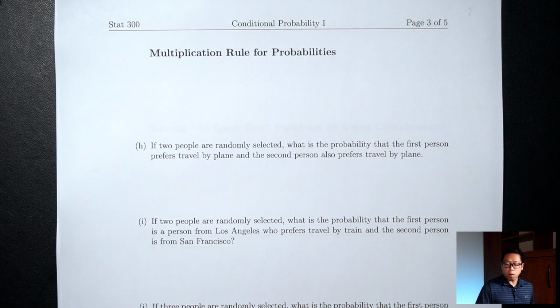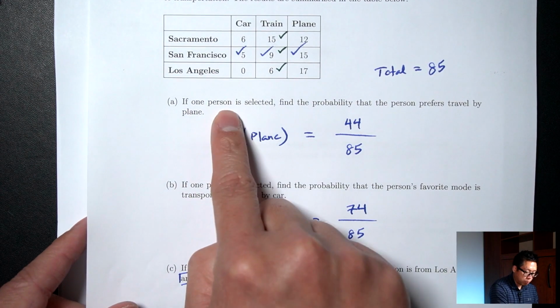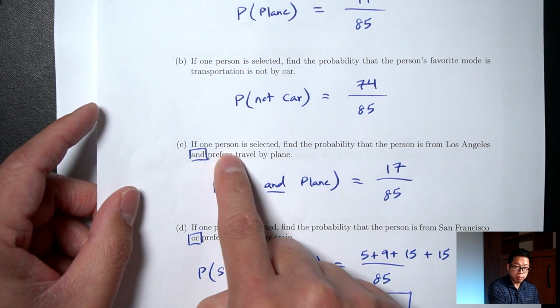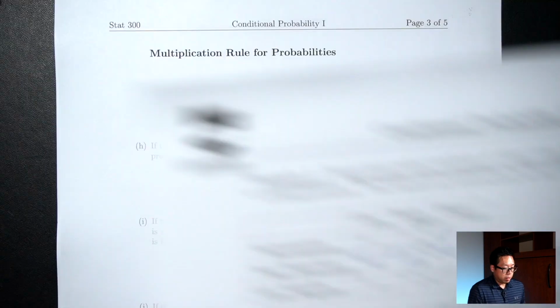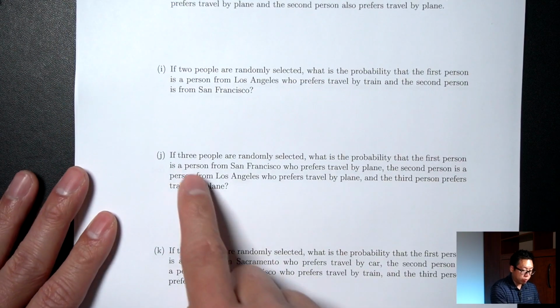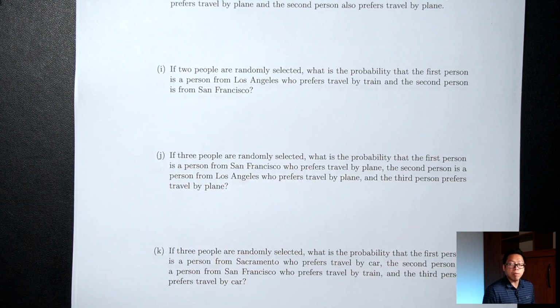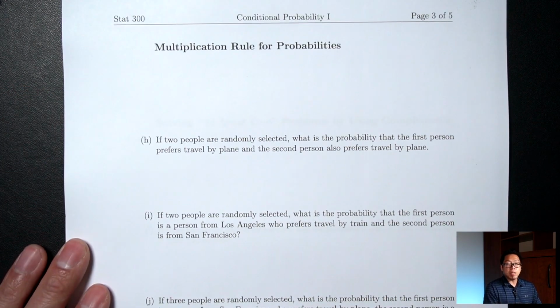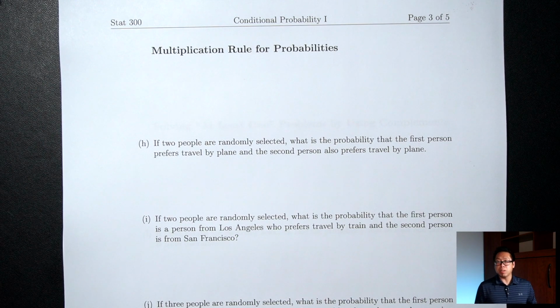Everything we've talked about so far has said if one person is selected. One person. On this page, we're now asking if 2 people are selected, if 3 people are selected. So how do we find probabilities when we're selecting more than one person? We could think of selecting more than one person in steps. So selecting 3 people is the same as selecting one person, and then selecting a second person, and then selecting a third person. So how do we find that type of probability?